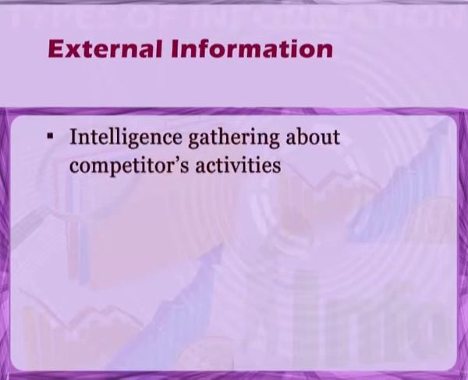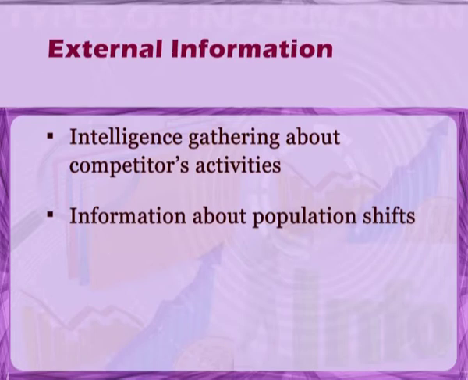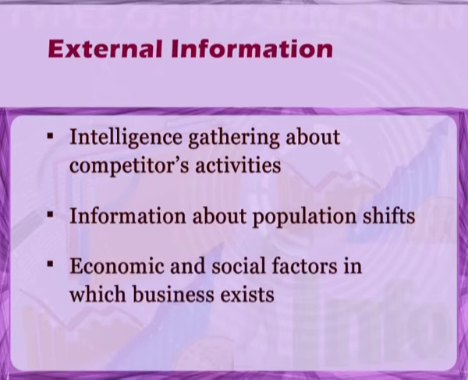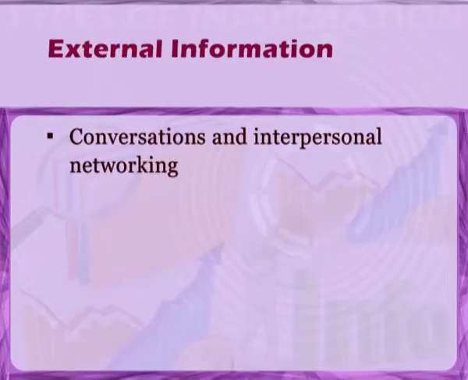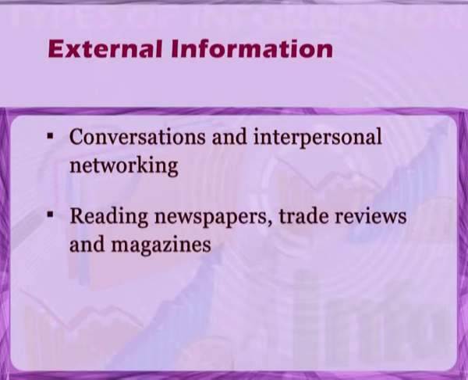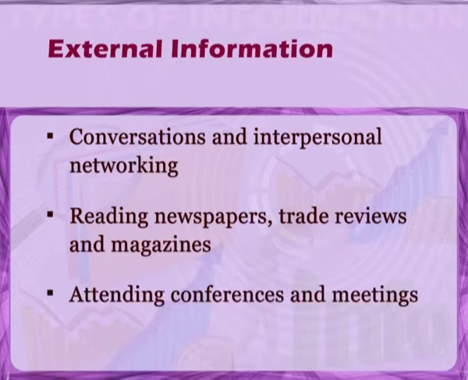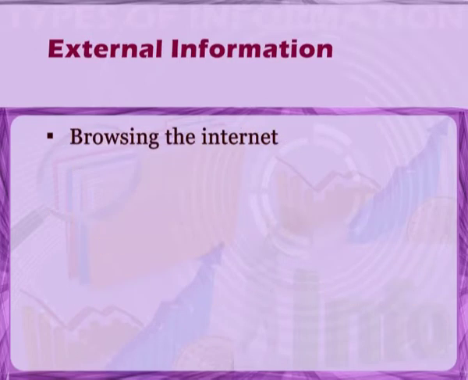Now, what is this external information? External information comprises intelligence gathering about competitors' activities, information about population shifts, economic and social factors in which business exists and government legislation. This external information is collected in many ways through conversations and interpersonal networking, reading newspapers, trade reviews and magazines, attending conferences and meetings, browsing the internet, etc.